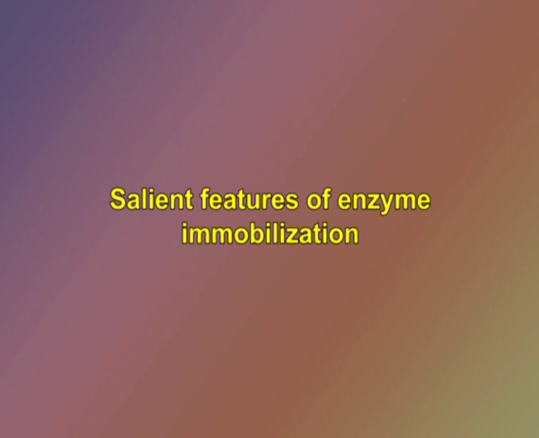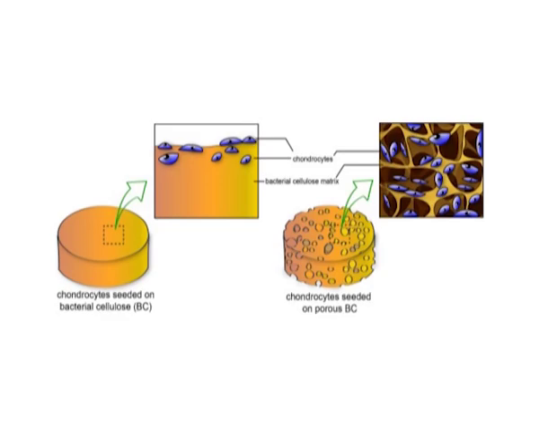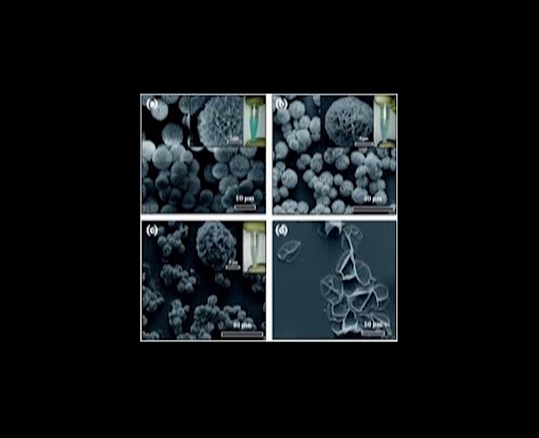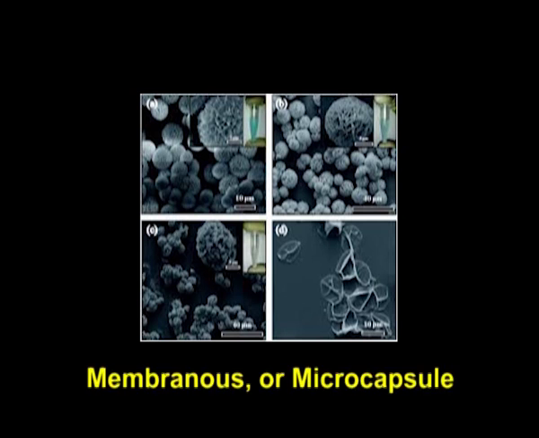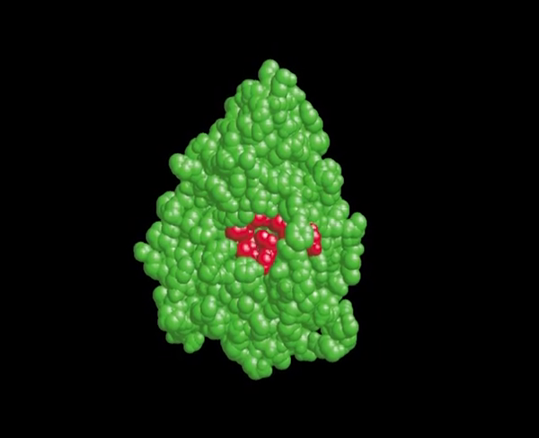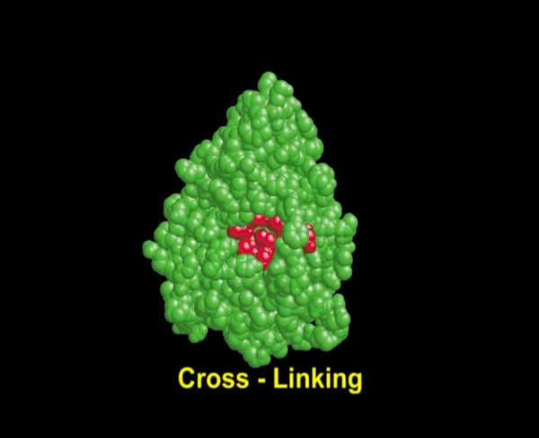Salient features of enzyme immobilization. The enzyme phase is called as carrier phase, which is water insoluble but hydrophilic porous polymeric matrix. Example is agarose, cellulose, etc. The enzyme phase may be in the form of fine particulate, membranous or microcapsule. The enzyme in turn may be bound to another enzyme via cross-linking.